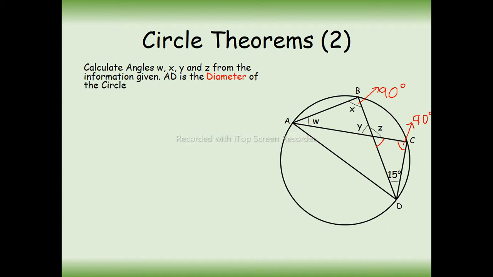So 105 minus 180 would be 85, I think. I'm using a calculator, no, 75. So this is 75. The reason why we got 75 is because this is 90, this is 15, this is 75. All of them should add up to 180. So that's how we got the 75.